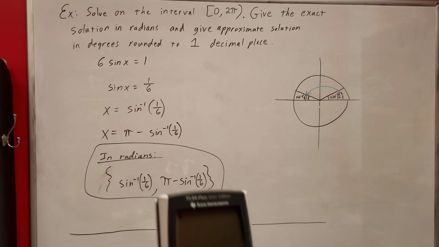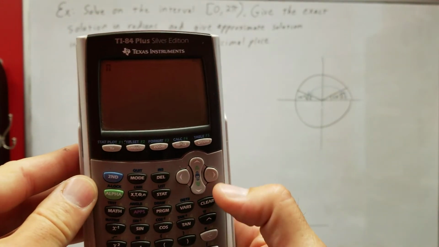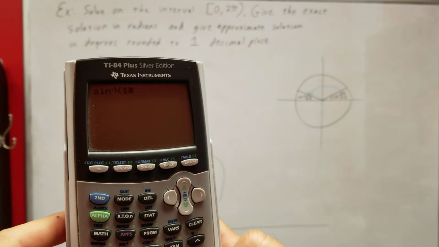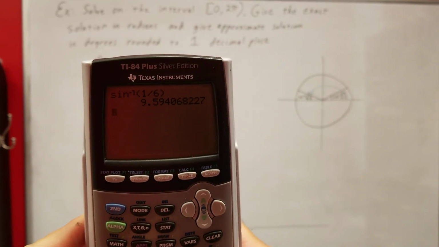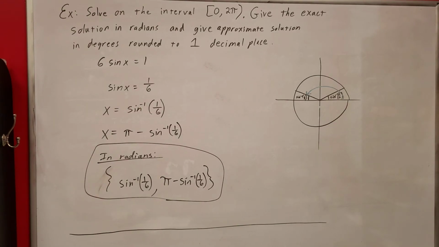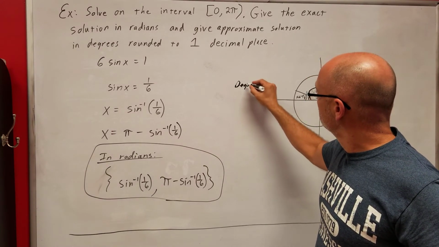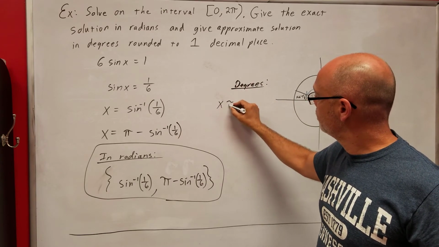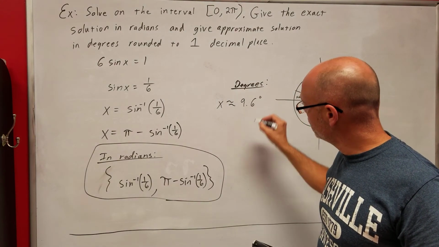So how do I do that in the calculator? I hit second function, the sine, and 1 divided by 6. Close my parentheses, hit enter, and you get that number. Kind of hard to see, but I'm going to write it down over here. So in degrees, I'm getting x is approximately, whenever I put this in a calculator, 9.6 degrees.